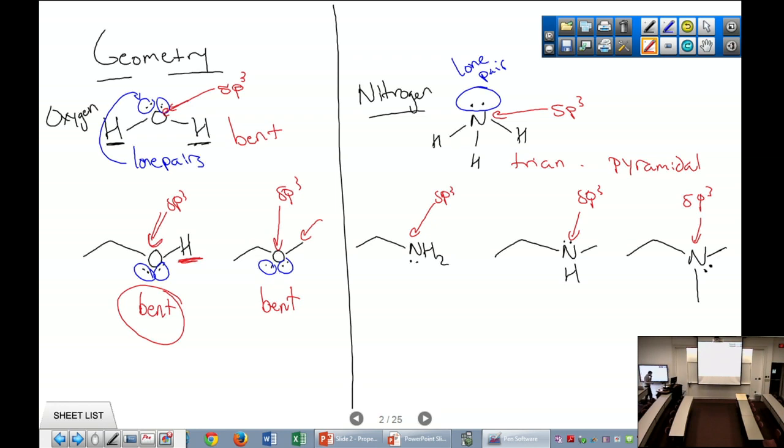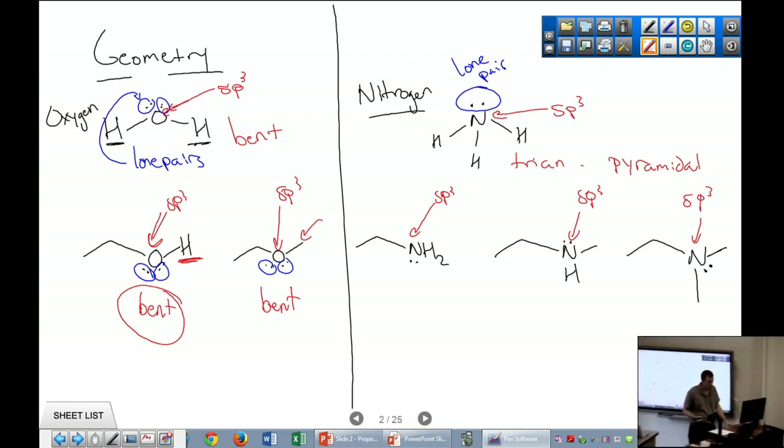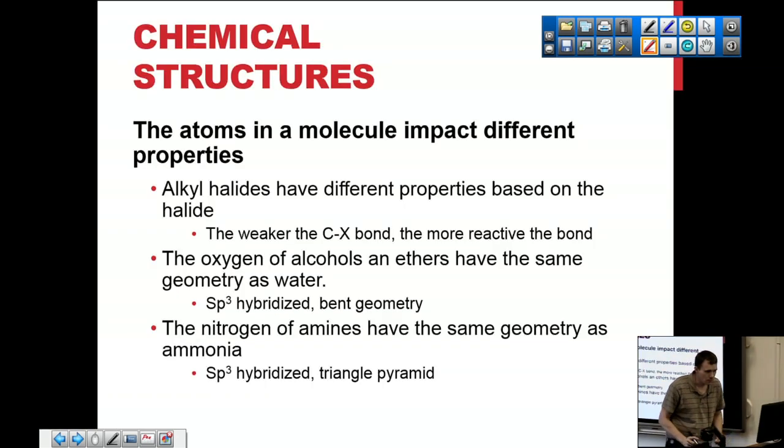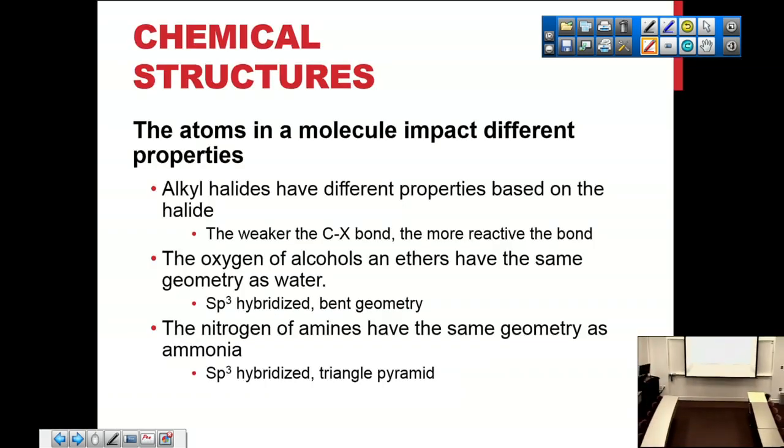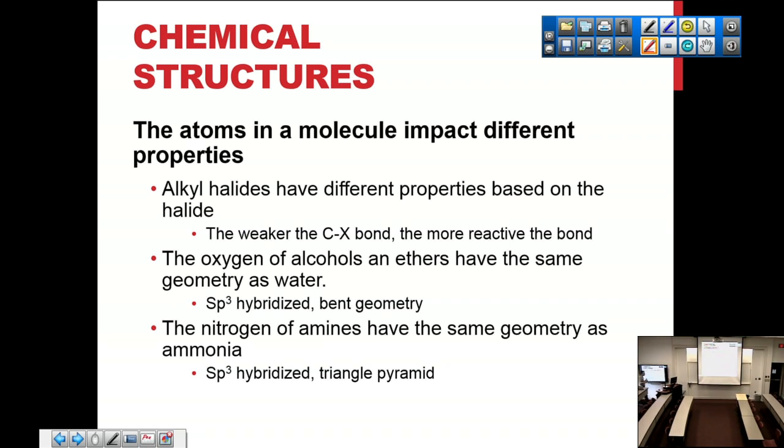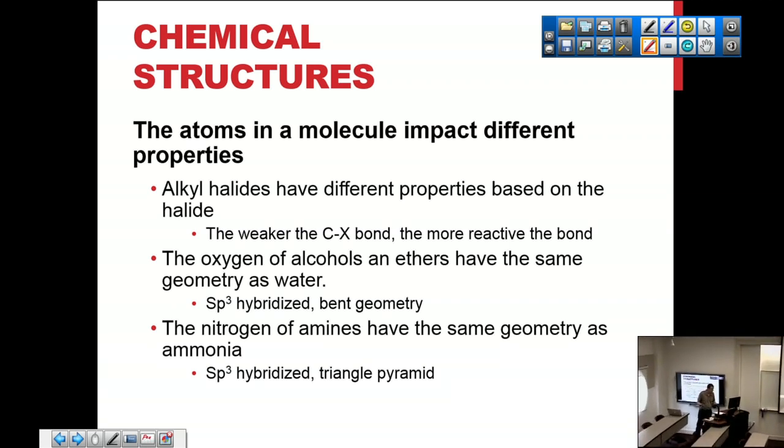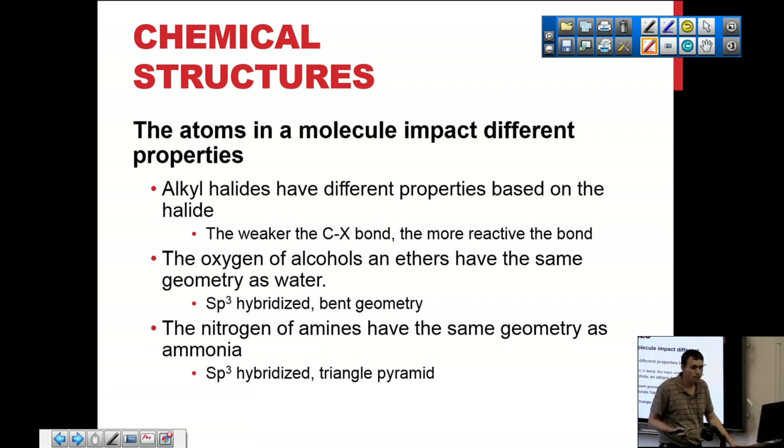Right? Nitrogens of the amines have the same geometry as ammonia. Right? So it's trigonal pyramid or trigonal pyramidal.